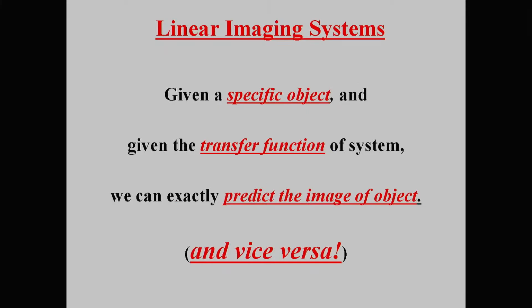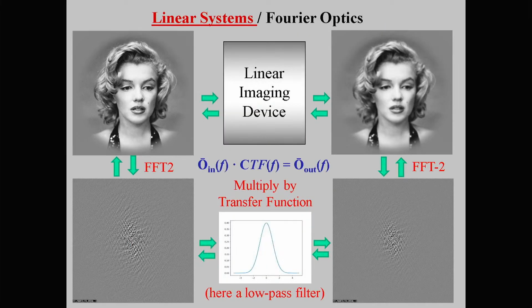What does a linear system mean? A linear system allows you, if you have a specific given object and a given transfer function, to predict the output. That's what is tricky, and vice versa. I'll get back to that later, this vice versa aspect. It means that vice versa, it's pure mathematics.